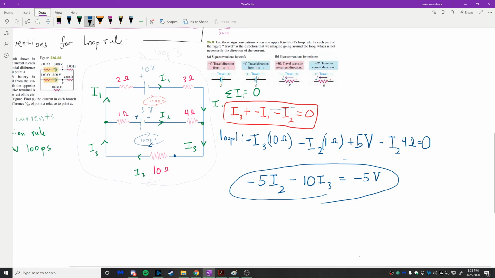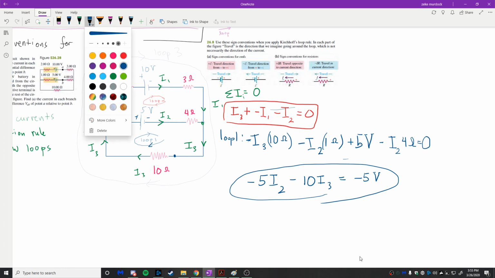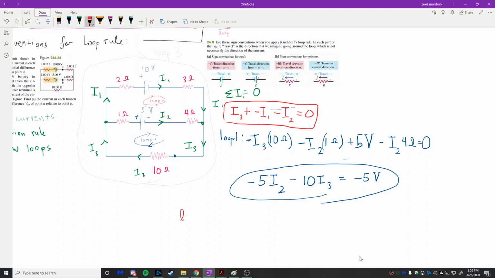Anyone got any questions about that? Now we're going to do loop 2. So loop 2, let's say we start, here, let's just start up here for loop 2.